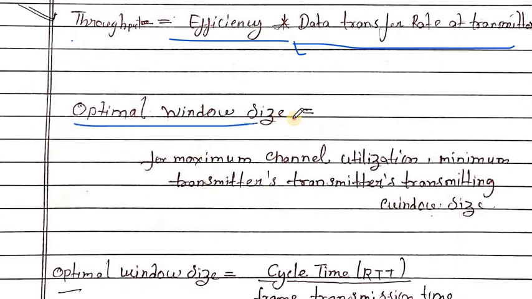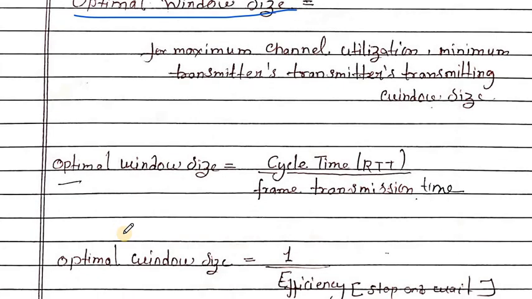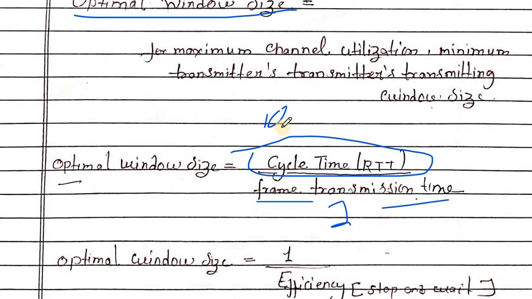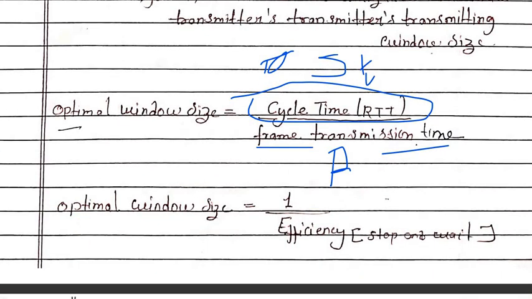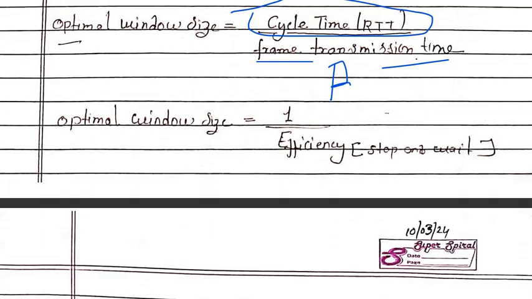Now the optimal size of the window: for maximum utilization, what should be the size of the window? Again the same formula. If the cycle time is 10, what is the optimal window size for 100% utilization? We need the frame transmission time. If the frame transmission time is 2, then the window size is 5. If the transmission time is 1, then we need a window size of 10. So this is the optimal window size for maximum utilization of the channel.